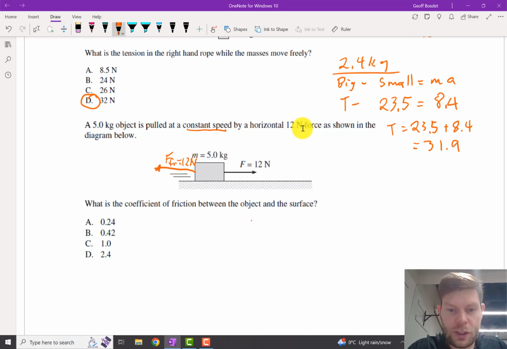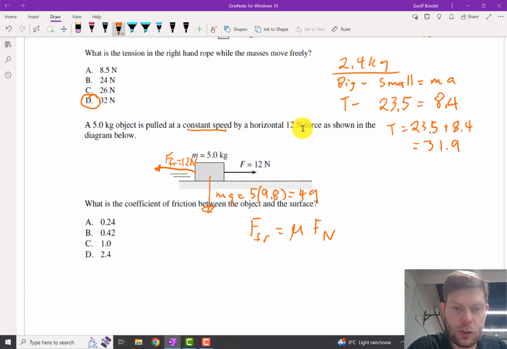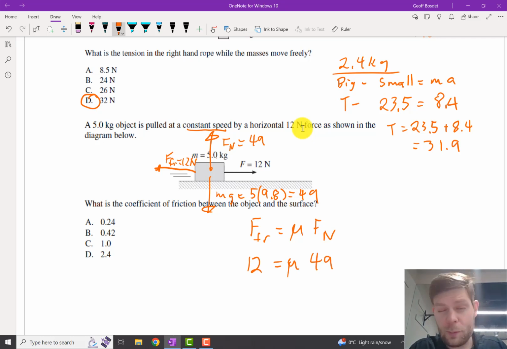Now, coefficient of friction, our only formula involving that is force of friction equals mu Fn. Fn is going to be equal and opposite to gravity here. mg equals 5 times 9.8, or 49. So our normal force has to be 49 as well, just because there's no other up or down forces, and it's not accelerating up or down. So up has to cancel with down. So we got 12 newtons equals mu times 49. 12 divided by 49 is roughly a quarter. It is slightly less than a quarter, leaving our answer at 0.24.